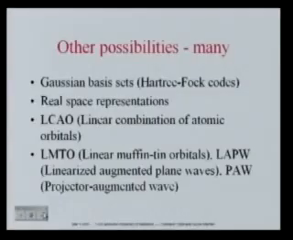Plane waves are not the only choices. There are a number of other choices that are very successful. In particular, a lot of the quantum chemistry codes use Gaussian basis sets, so atom-centered orbitals that decay as Gaussians. This is very convenient to do calculations like the exchange term in Hartree-Fock.